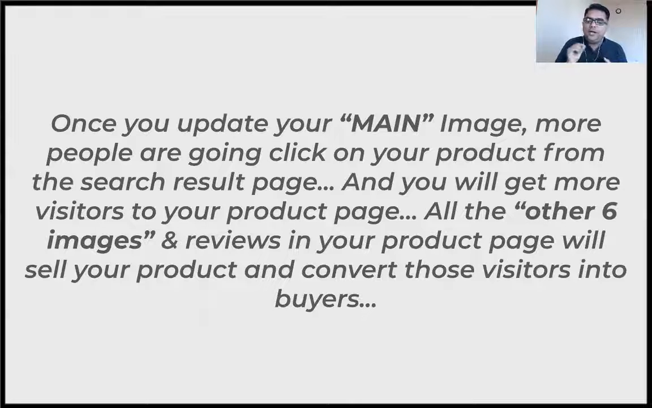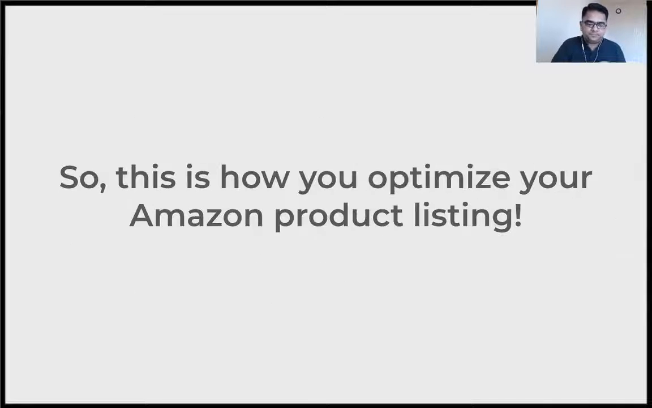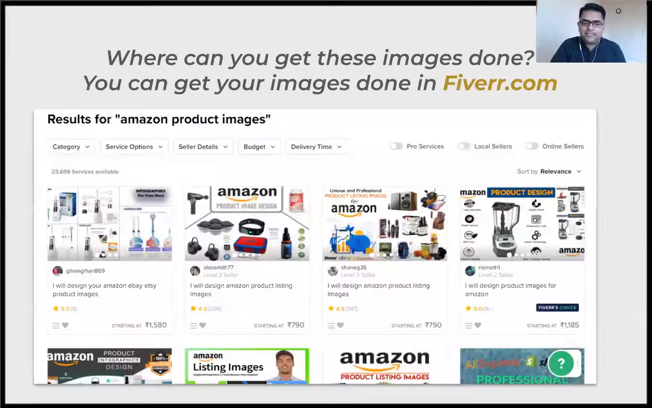Once you update your main image, more people are going to click on your product from the Amazon search result. You will get more visitors to your product page. All the other 6 images and reviews on the product page will sell your product and convert those visitors into buyers. So this is how you optimize your Amazon product listing.